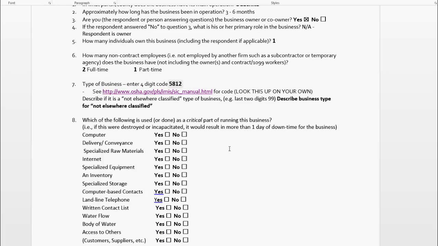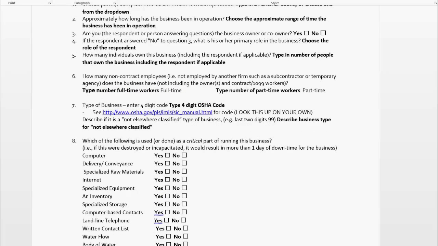Which of the following is used or done as a critical part of running this business? The rule of thumb is that if this is destroyed or incapacitated, it would result for the business having at least 1 day of downtime. So the way to approach the business owner with this question is to basically repeat what I just explained to you and ask them if any of these things in this checklist are destroyed, would it result in 1 day of lost revenue or downtime for the business?